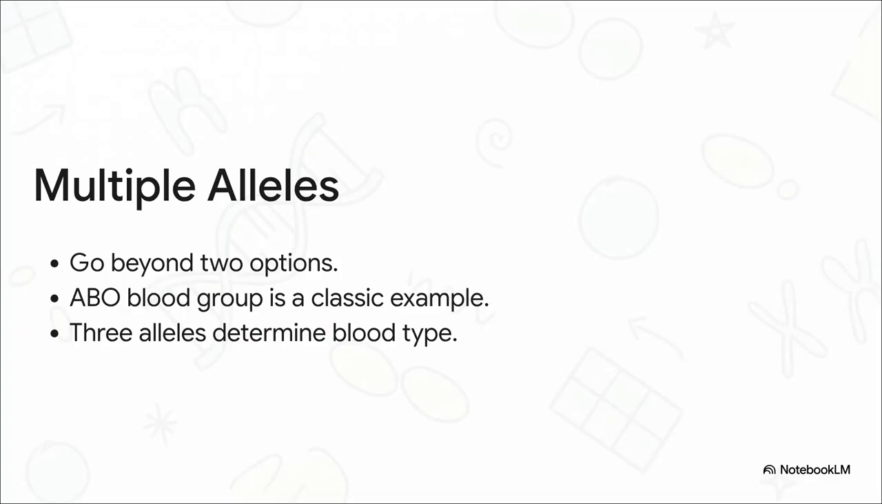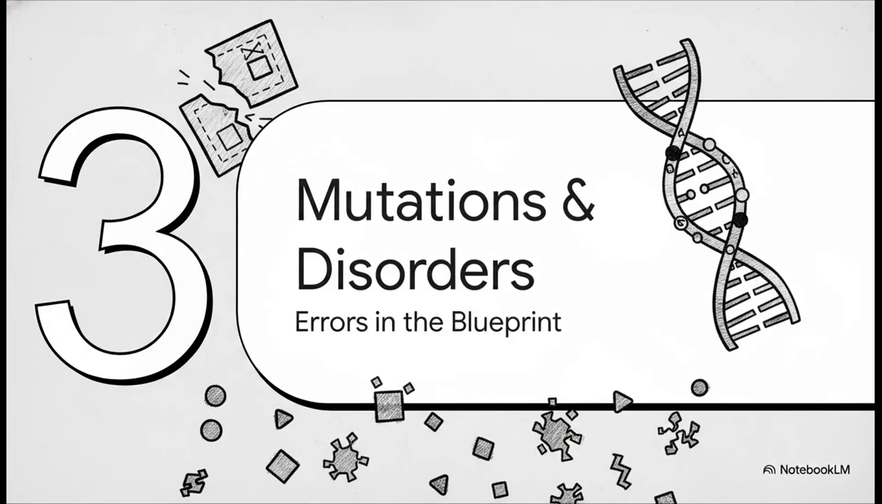And guess what? We aren't always limited to just two genetic options. The ABO blood group system is a perfectly classic example of multiple alleles. In this case, your genetic blueprint actually utilizes three entirely distinct building blocks, and how they interact determines your specific blood type. Section 3. Mutations and genetic disorders, errors in the blueprint.